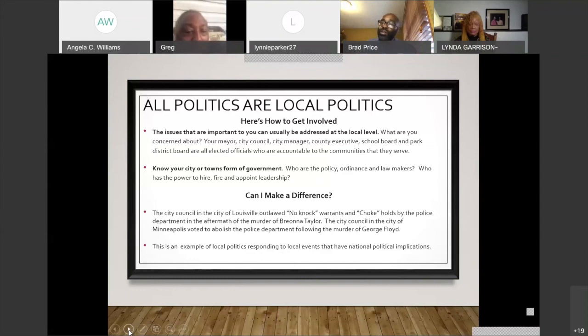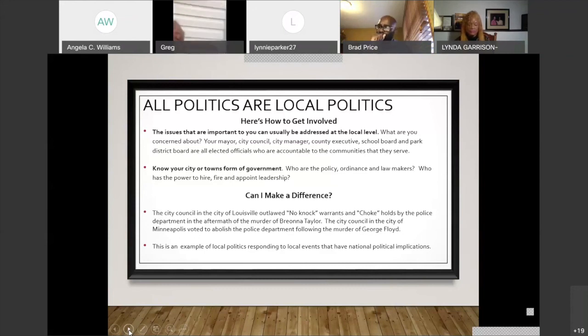You should know your town's or city's form of government. Know who the policymakers are. Know who sets the city ordinances and who the lawmakers are. That's important in terms of knowing who to vote for or who to back. If their views line up with your views, then of course those are some of the people that you want to align with. So you need to know who's in power, who has the power to hire, fire, and appoint leadership.